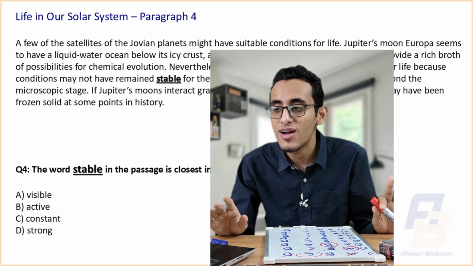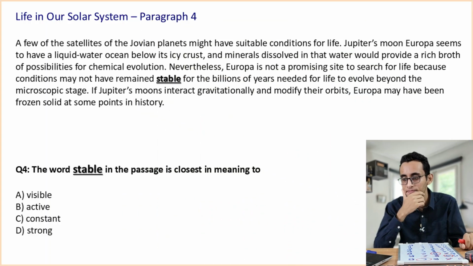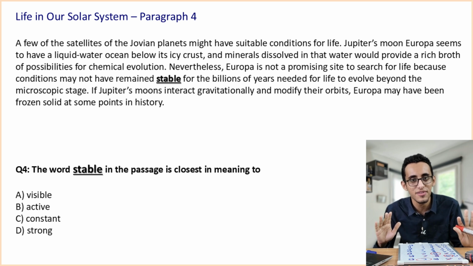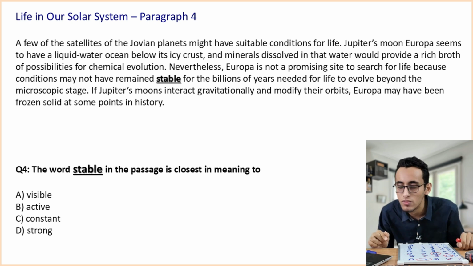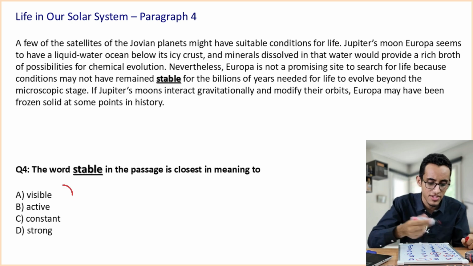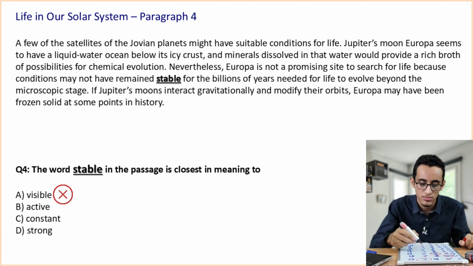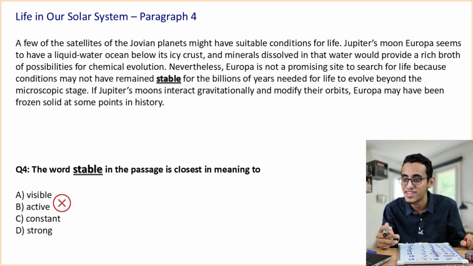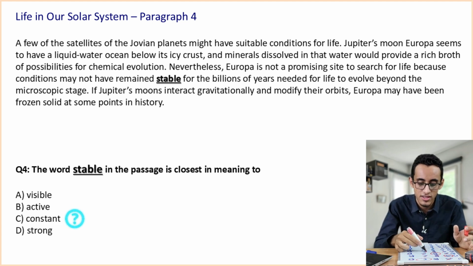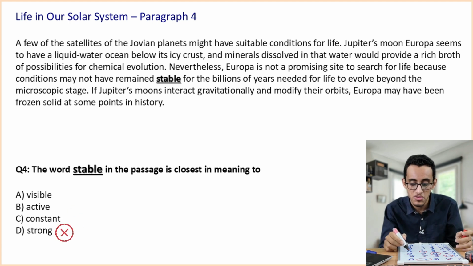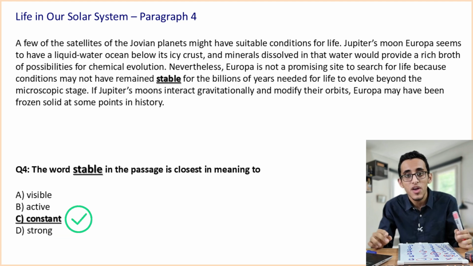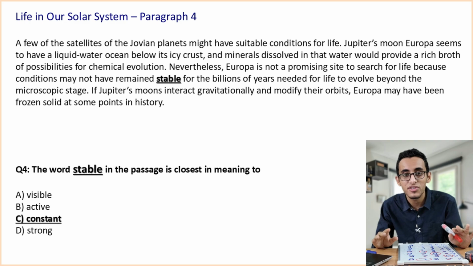Good, easy. Next. Okay, next. Stay with me. Vocabulary question. Stable. Okay, what do we do? Read the answers. Visible. Stable means visible? I don't think so. Active. Stable, active. Nah. Constant. Yeah. Stable, constant. Yeah, that's a synonym of it. Strong? No, I don't think so. C. Stable, constant. If you know the word constant, you will answer it immediately.